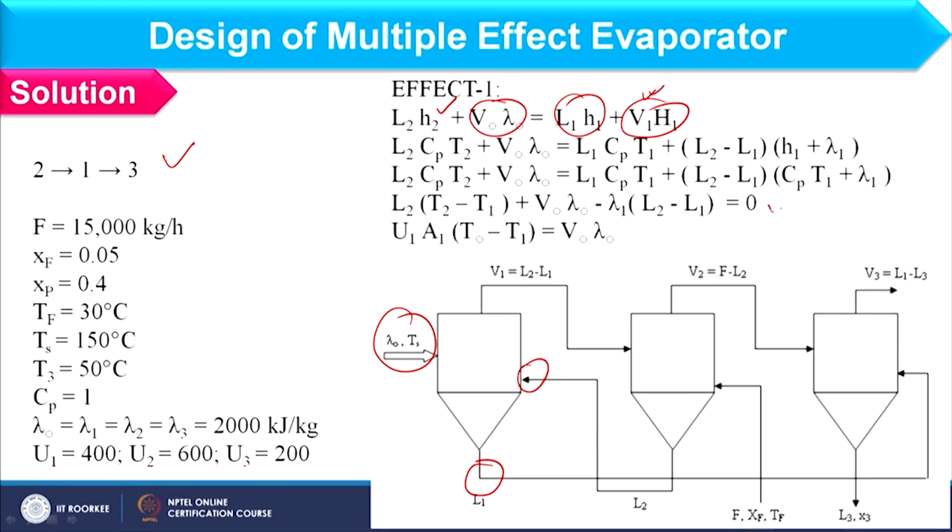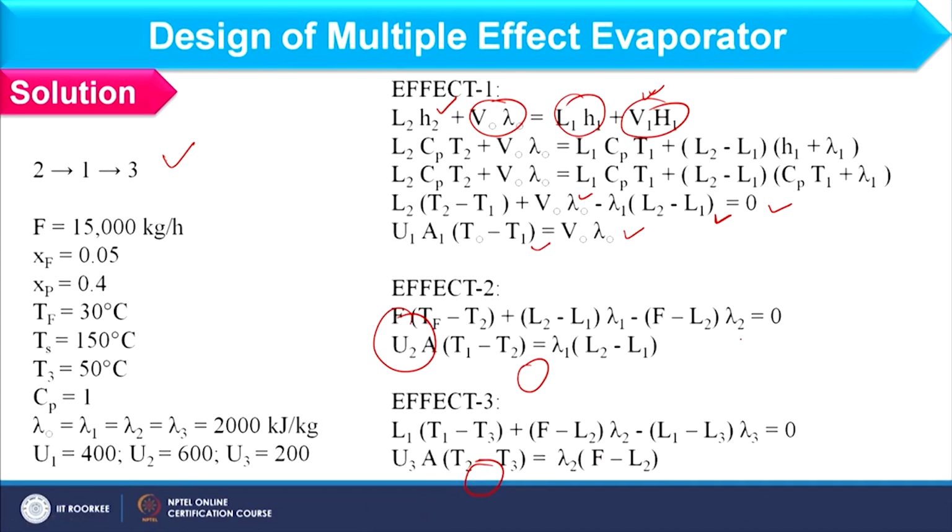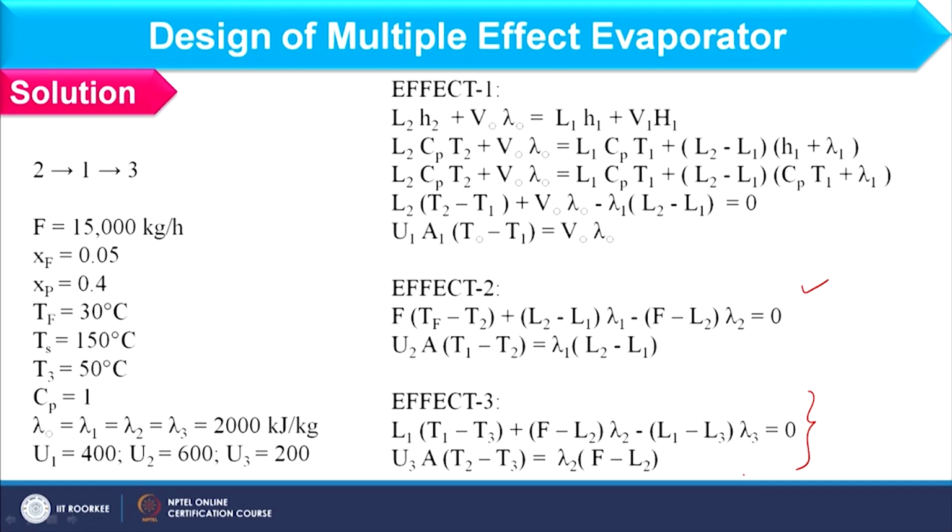and you can resolve the final equation as L2 (T2 minus T1) plus V0 lambda 0 minus V1 lambda 1 equals L2 minus L1. And this is the rate equation: U1 A1 (T0 minus T1) equals lambda 0 V0. Similarly, you can find the enthalpy balance and rate equation for the second effect and so for the third effect.